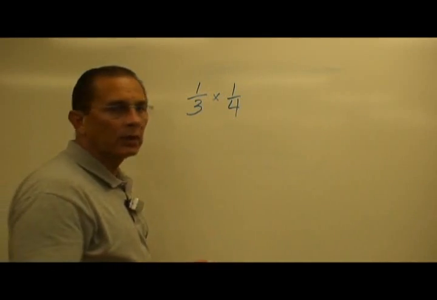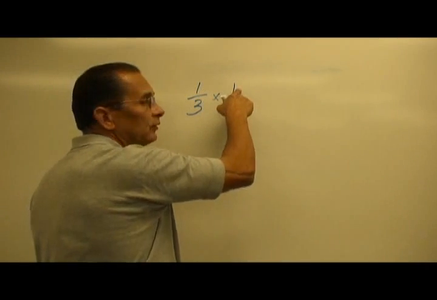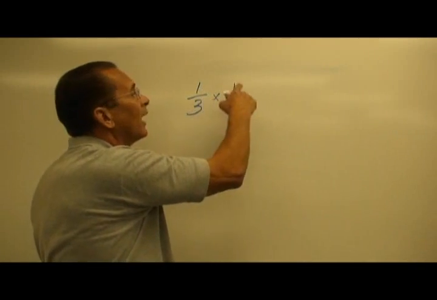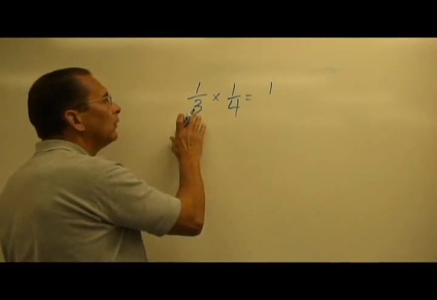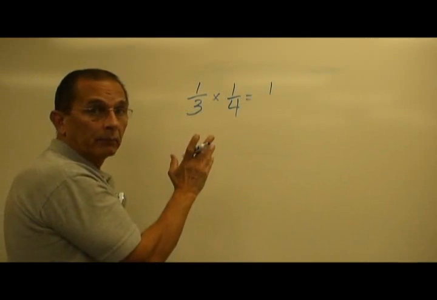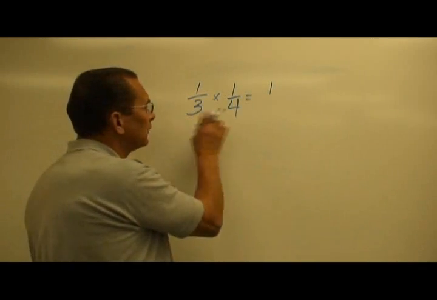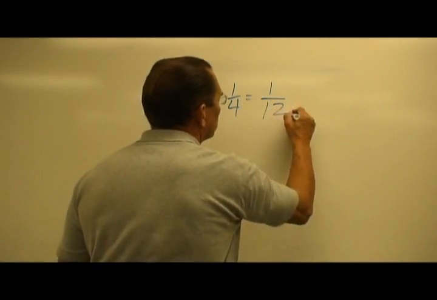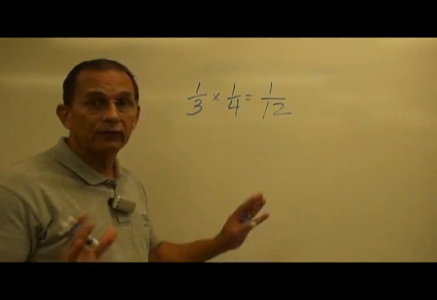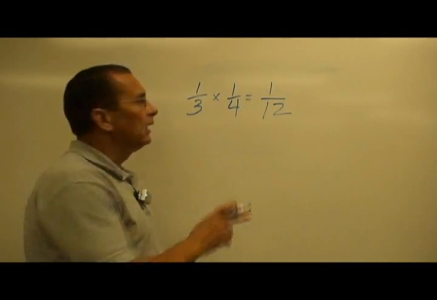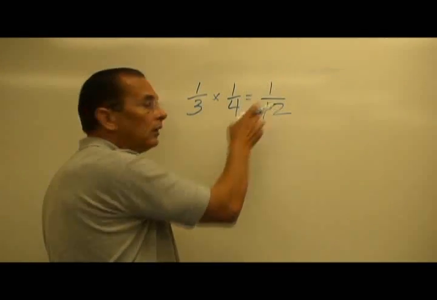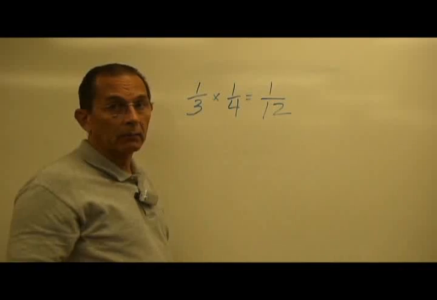you simply multiply the top times the top. That's the numerator times the numerator. 1 times 1 is 1. And then you multiply the bottom, the denominators. 3 times 4 is 12. That's it. That's all there is to multiplying fractions. It's the top times the top, the bottom times the bottom.